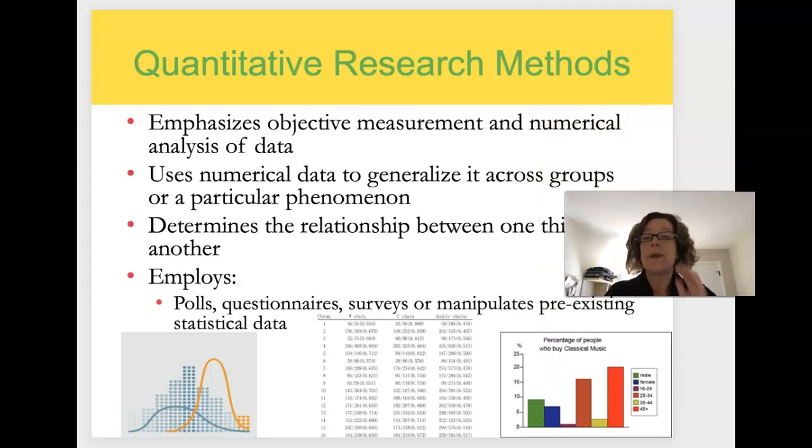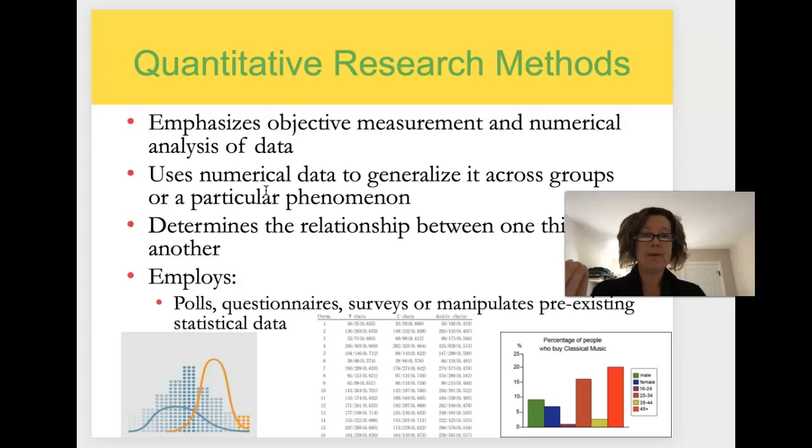Okay, so basically quantitative research methods, if you think about quantity as a number, it's usually quantitative research methods are based on some kind of numbers. So basically it emphasizes objective measurement and numerical analysis of data. It uses numerical data to generalize across groups or a particular phenomenon, and it determines the relationship between one thing and another.